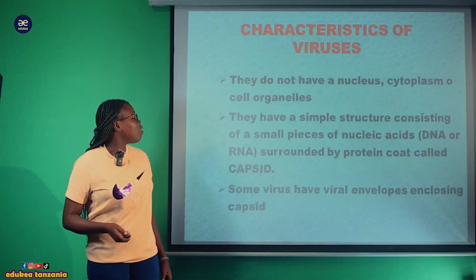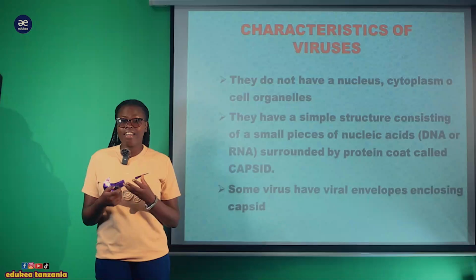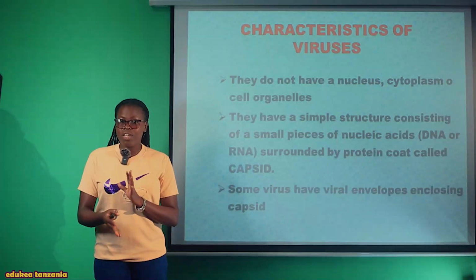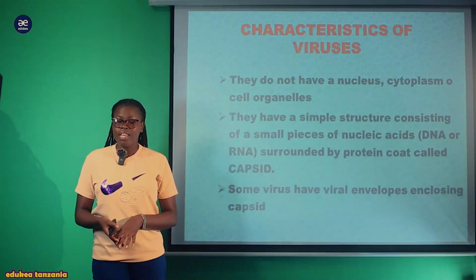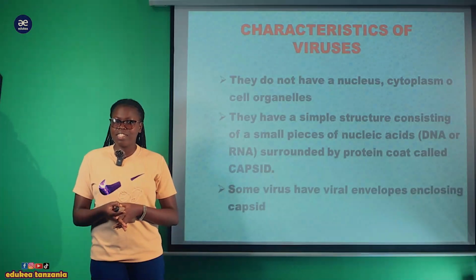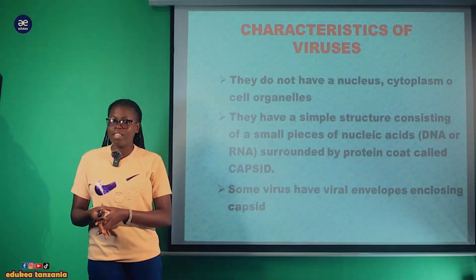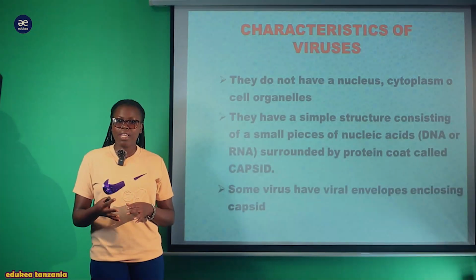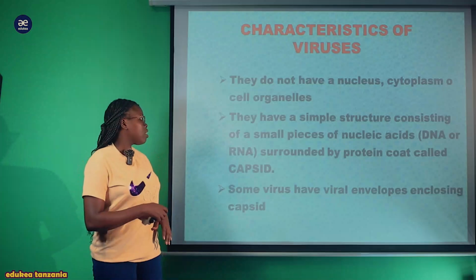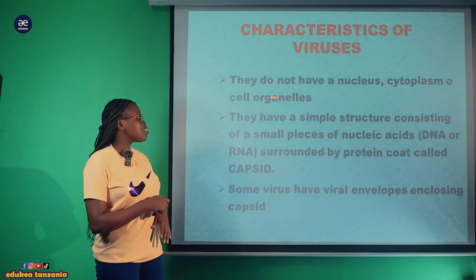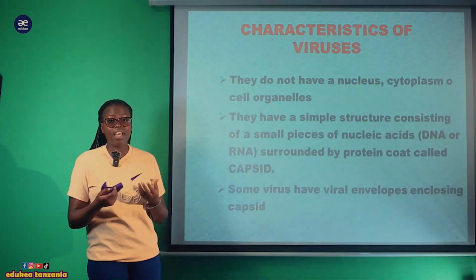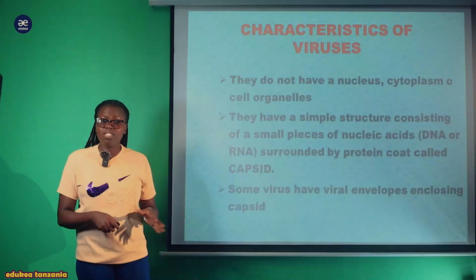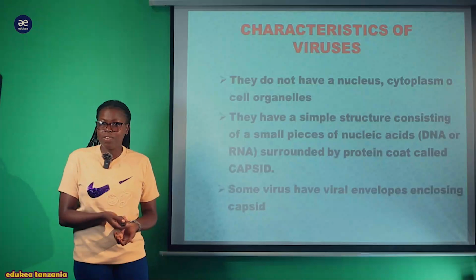Now, let us consider the characteristics of viruses. We've already said that viruses lie on the boundary between living and non-living things. Now we will see which characteristics make the virus a living thing, and which characteristics make it non-living. The first one: they do not have a nucleus, cytoplasm or cell organelles, meaning that viruses are non-living because they lack the components of a cell. That's why they do not have a cell.